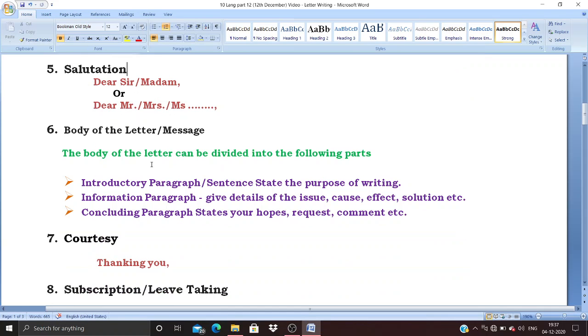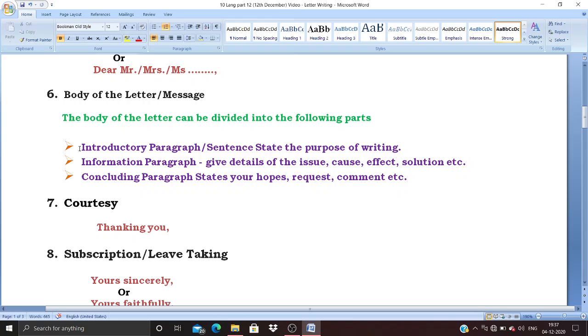Body of the letter. Here, the body of the letter can be divided into the following parts. First of all, three paragraphs. Is it mandatory that you have to make three paragraphs? No. But what is mandatory? Even if you don't make three separate paragraphs, can it be more than three paragraphs? Oh yes, it can be 55 paragraphs. There are letters which can be very long. But normally what we expect in the exam is just three paragraphs.